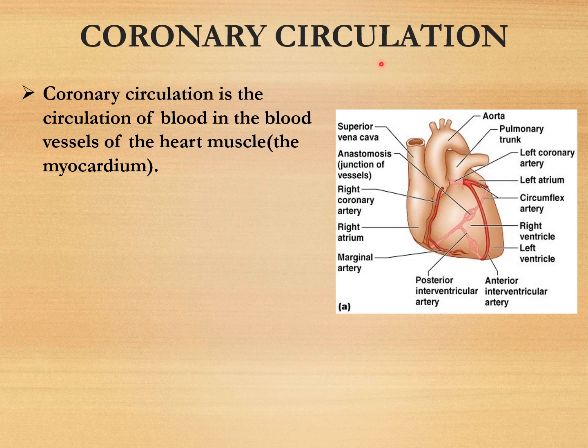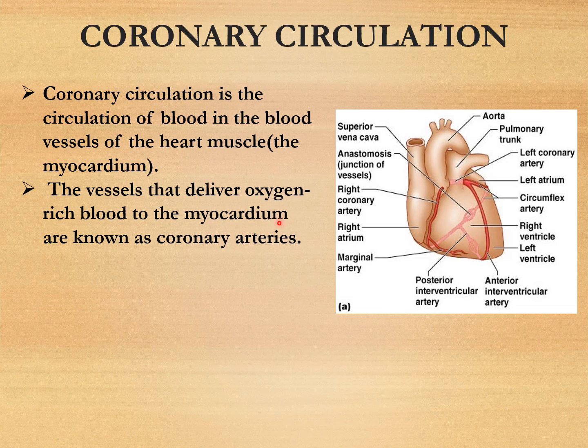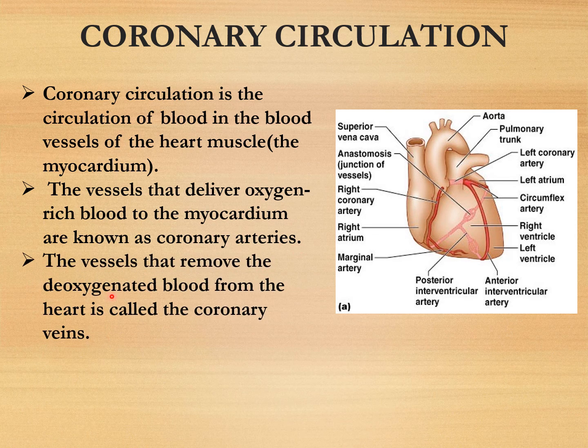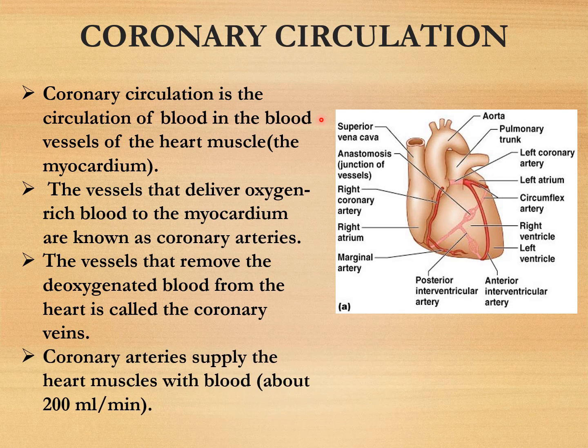Then the coronary circulation. Coronary circulation is the circulation of blood in the blood vessels of the heart muscles, that is the myocardium. The blood vessels that deliver the oxygen-rich blood to the myocardium are known as the coronary arteries. The vessels that remove the deoxygenated blood from the heart are known as the coronary veins. That means coronary circulation means the circulation of blood within the heart. Coronary arteries supply the heart muscles with blood about 200 ml per minute.